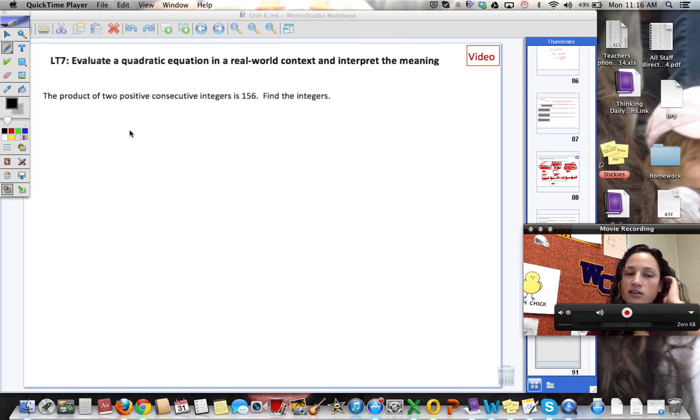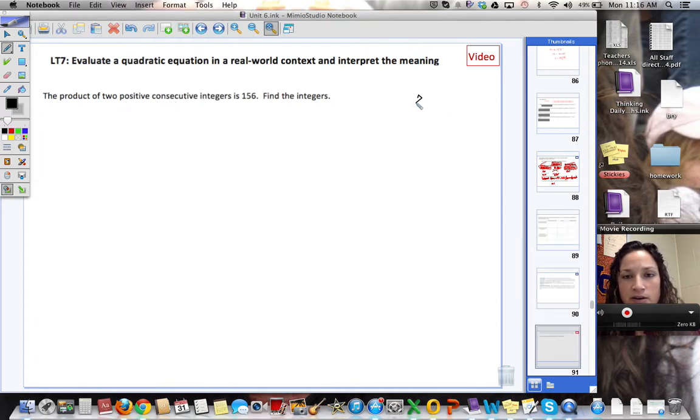Here are some real world things where we can use quadratics to solve. The product of two positive consecutive integers is 156. Find the integers. Product means I'm going to multiply them, and they're consecutive. So it could be 2 and 3, and 2 times 3 is 6, or 5 and 6, which is 30. These aren't what we're looking for, but I'm just saying they're consecutive.